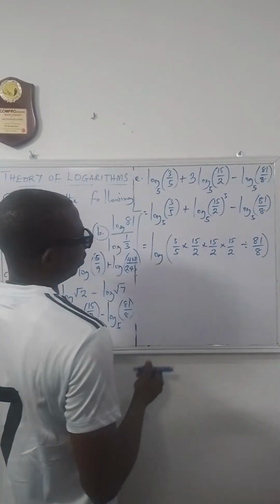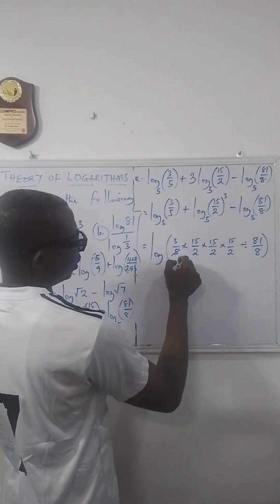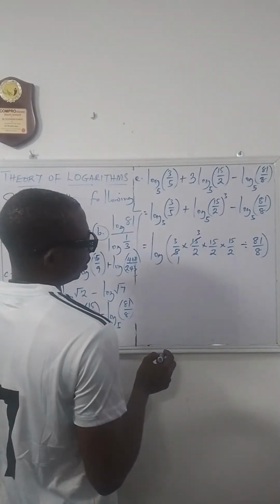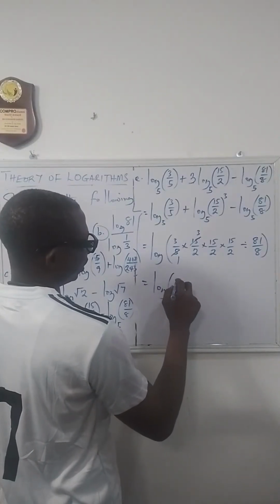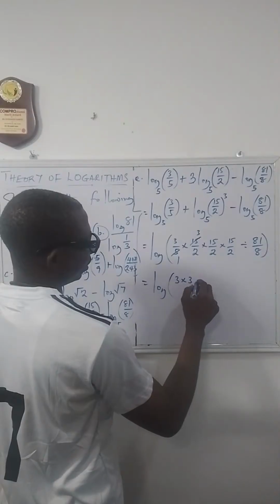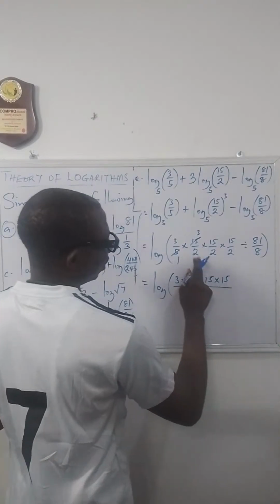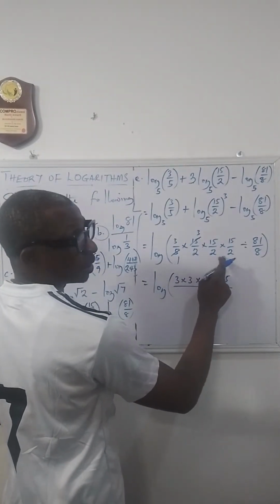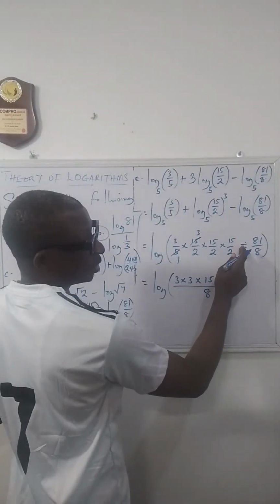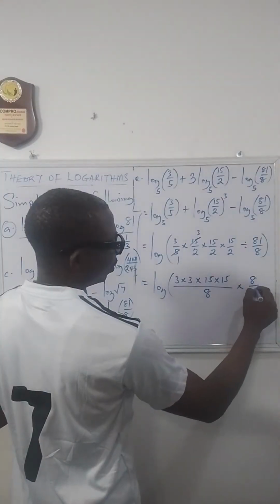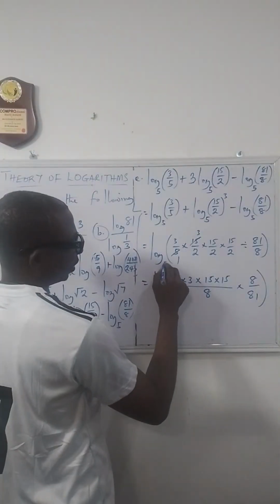Okay, so let me try and reduce this. I think this is the only thing I can do here now. 5 goes here 1, 5 goes here is 3. Okay, so now this gives us 3 times 3 times 15 times 15 over 2 times 2 times 2, that gives you 8. So times, since we are changing this one to multiplication, we have 8 over 81. All right. So here, base 5, don't forget base 5.